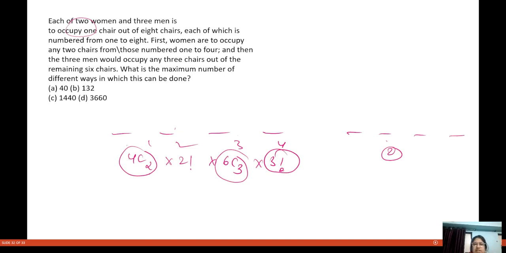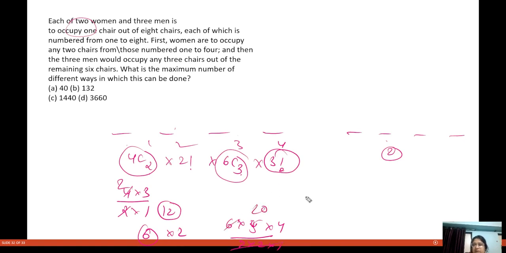Now this is 4 into 3 divided by 2 into 1, so this can be done in 6 ways. But then you have the factorial 2, so you have 12 ways. And 6C3 is 6 into 5 into 4 divided by 3 into 2 into 1, so this is 20, and factorial 3 is 6, so you have 120. So 120 into 12. Now what is 120 into 12? Obviously 1440. So this can be done in 1440 ways.